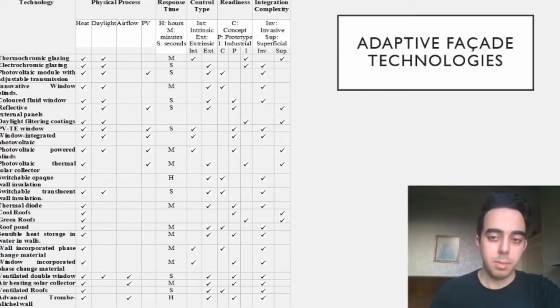Now, there are many adaptive technologies. 45 adaptive technologies have been categorized and compared in the paper, as shown in this table. They are compared in terms of physical process, response time, control type, readiness, integration complexity, and they are also compared in terms of advantages and disadvantages of each technology.